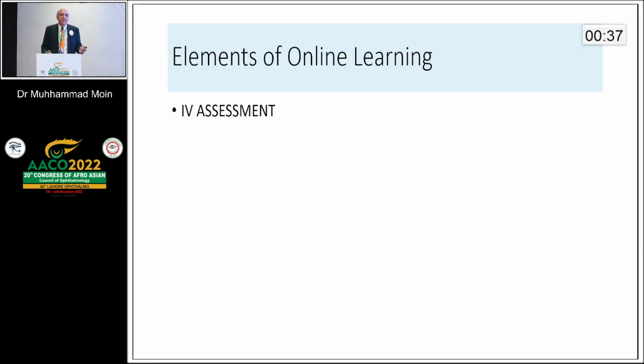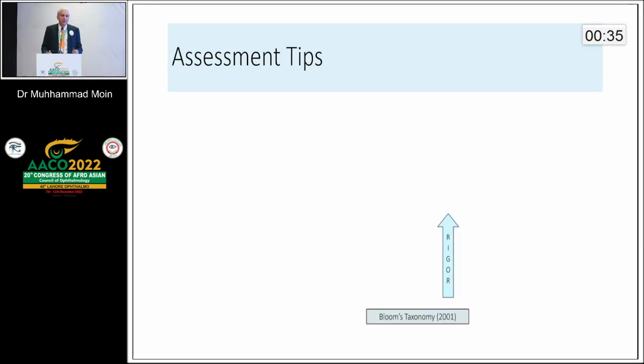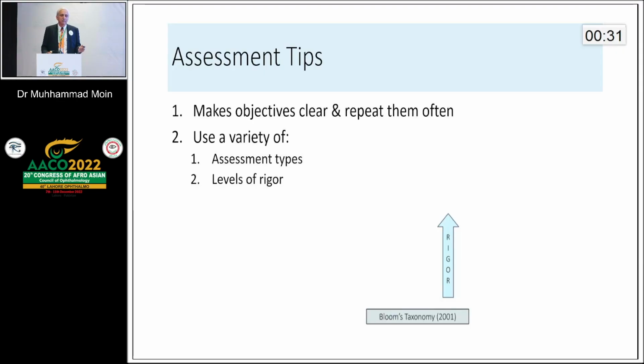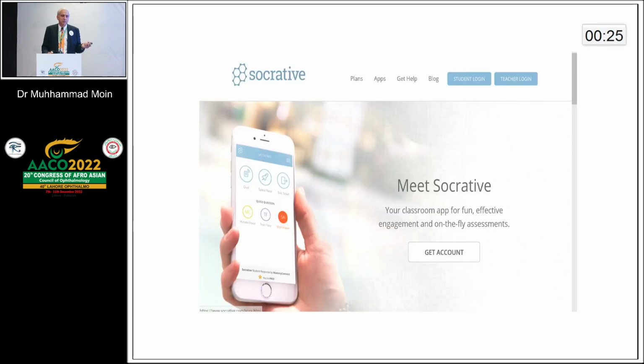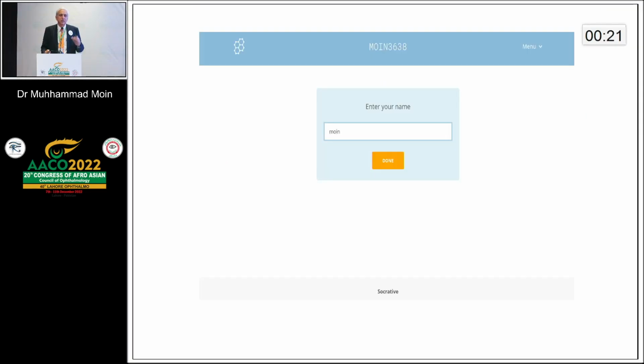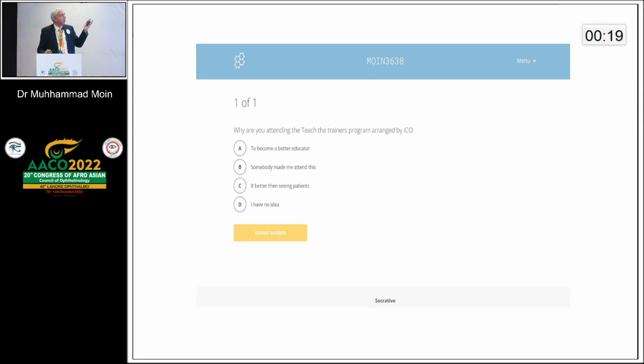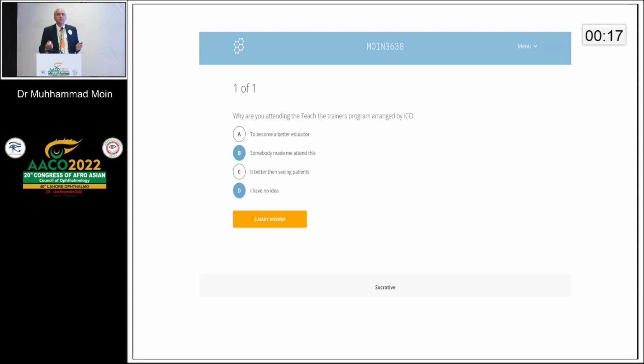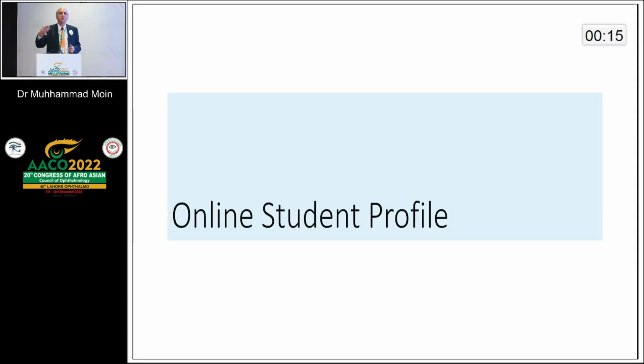Assessment tips: make objectives clear and repeat them, use a variety of assessment types and levels of rigor, make life easy with rubrics. And Socrative is a program which you can use to assess students. Here you enter your name, you get an MCQ, you answer the MCQ, the result immediately comes to the assessor, and you can display it online to a group of people, or you can do it online.